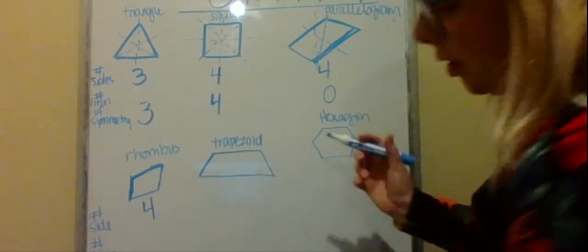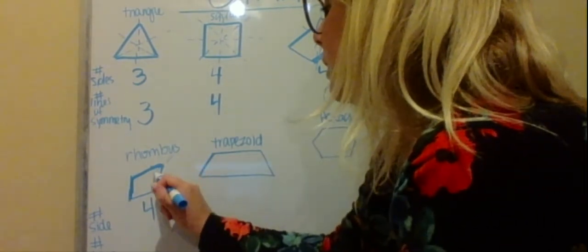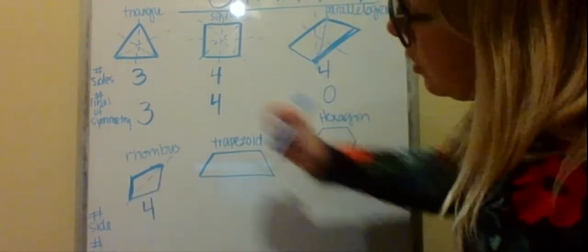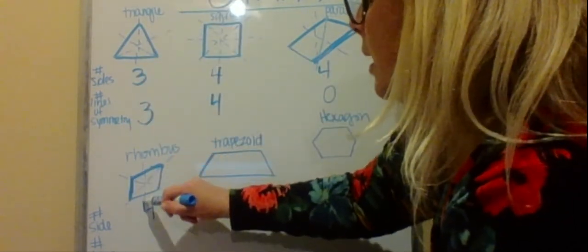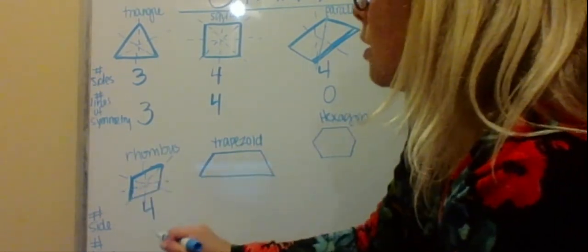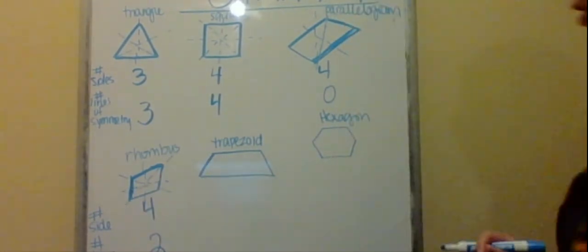So if I did a rhombus, I could cut it this way. That would be 1 line of symmetry and 2 lines of symmetry. But if I cut it this way, it would not be the same. And if I cut it this way, it would not be the same. So it has 2 lines of symmetry.